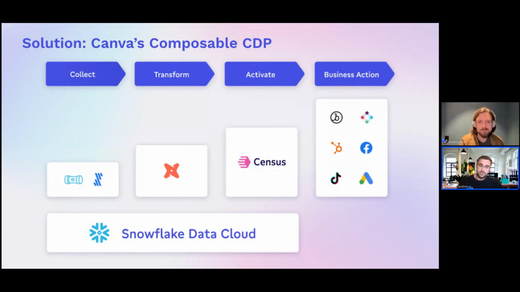And Census is what we use to take all our data from our machine learning models, our data sets, and our integrations and aggregations, and push it out to all our marketing tools. So that's a high level explanation of what our data stack is, and we love it, basically, is the short answer.